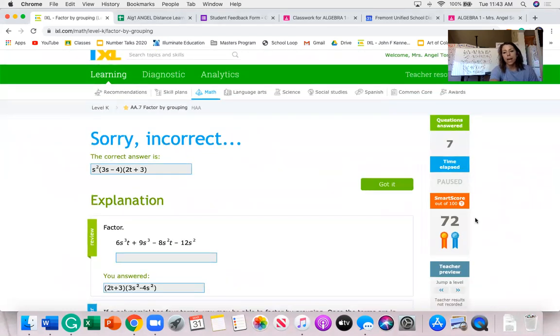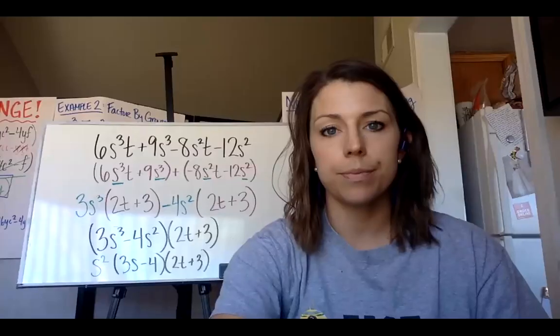Once you get up past a SMART score of 70, there's a likelihood that you're going to run into this problem, which is why, in today's Google Classroom, I will put a modified grading scale for this IXL.